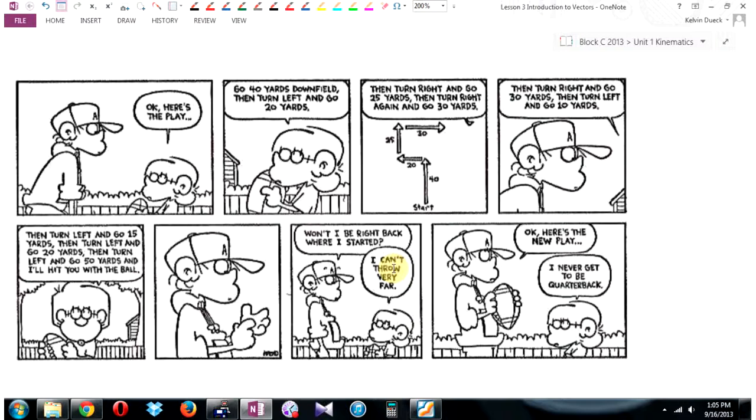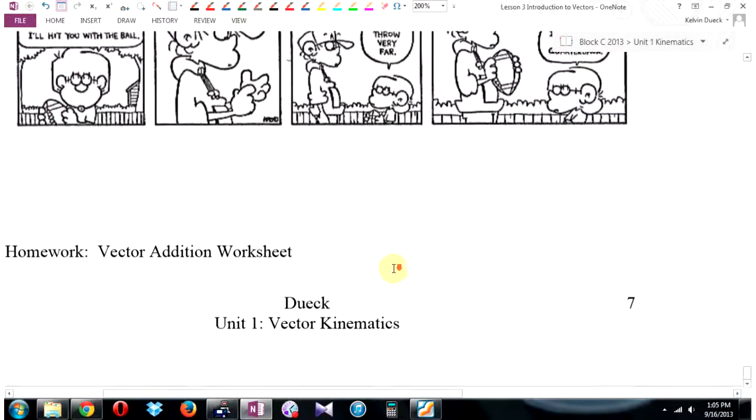So I like that. What does it say your homework is? It says vector addition worksheet.